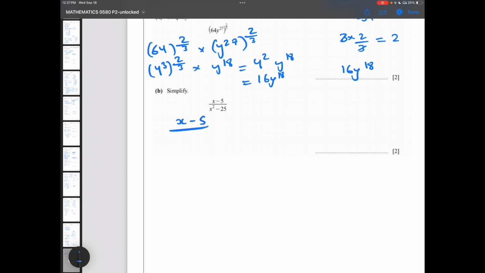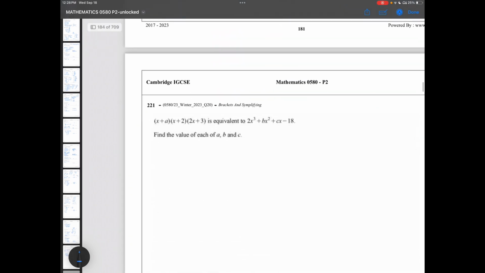In part B, it says simplify x minus 5 upon x square minus 25. So in the denominator, I can write x square minus 5 square because 25 is the square of 5. Now this has become the third identity, a square minus b square, that is equal to a plus b into a minus b. So x minus 5 upon x square minus 5 square will be equal to x minus 5 upon x plus 5 and x minus 5. So this x minus 5 gets cancelled with each other. We are left with 1 upon x plus 5. This is our answer. Our fraction has been simplified.